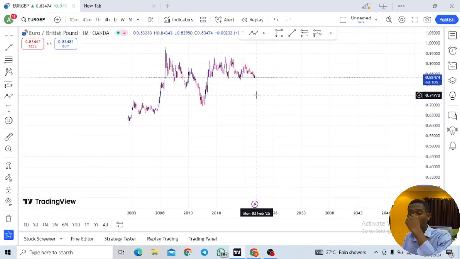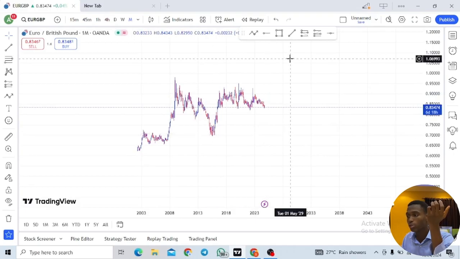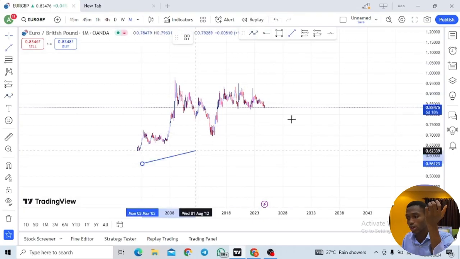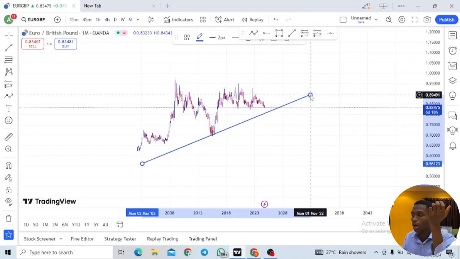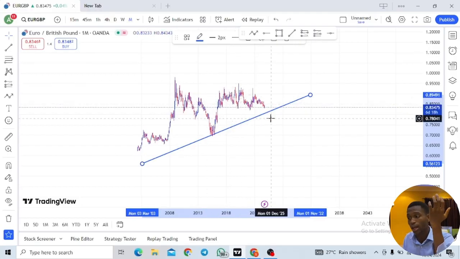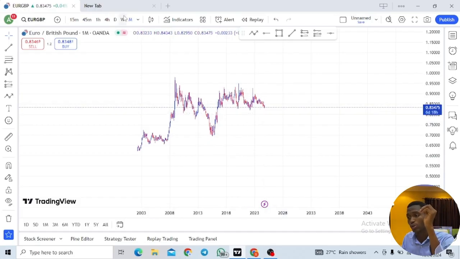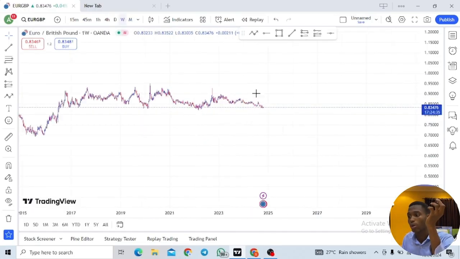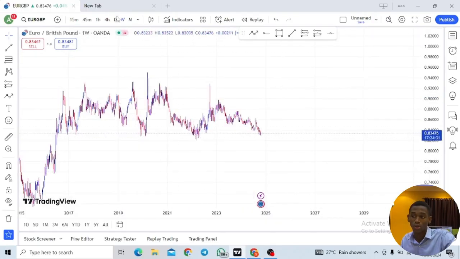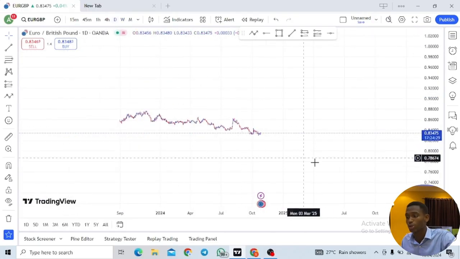Okay, if we go to the monthly, the monthly looks like it's on an uptrend. But you know, we're not going to justify with this, because there are a whole lot of things that make it look like it's on an uptrend. A whole lot of times you cannot just judge with a monthly. But if you go down to a weekly, the weekly kind of looks like it's consolidating. So we're not really going to do too much on that.